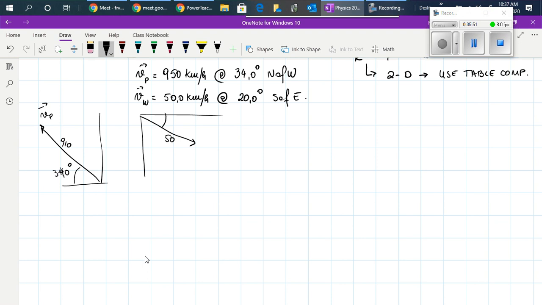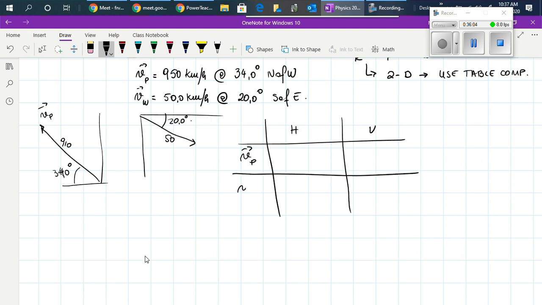The angle with the east axis is 20 degrees. So you will find the horizontal component and the vertical component of those vectors: velocity of the plane, velocity of the wind, and resultant. Then you will do all the work as we have done on adding vectors, finding the horizontal component, the vertical component, and then finding the magnitude and the direction. Is this clear?